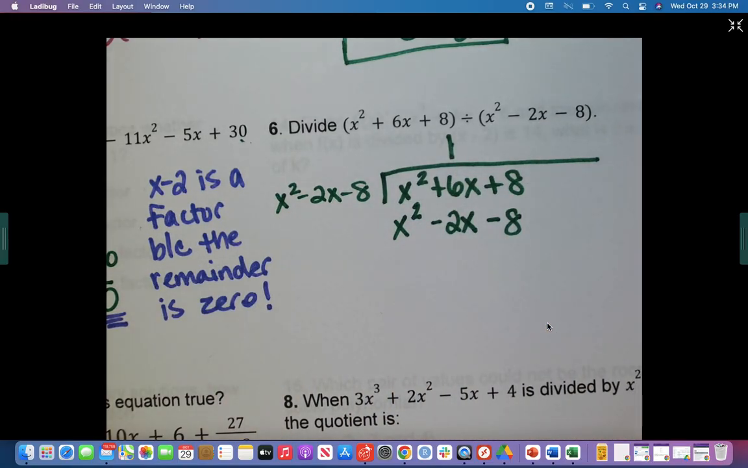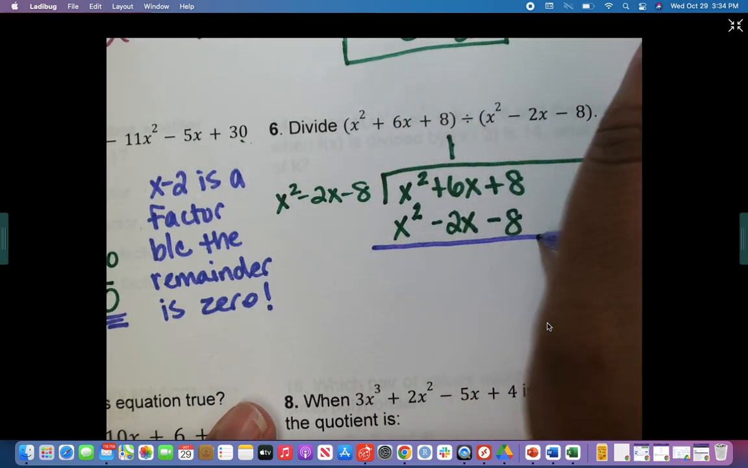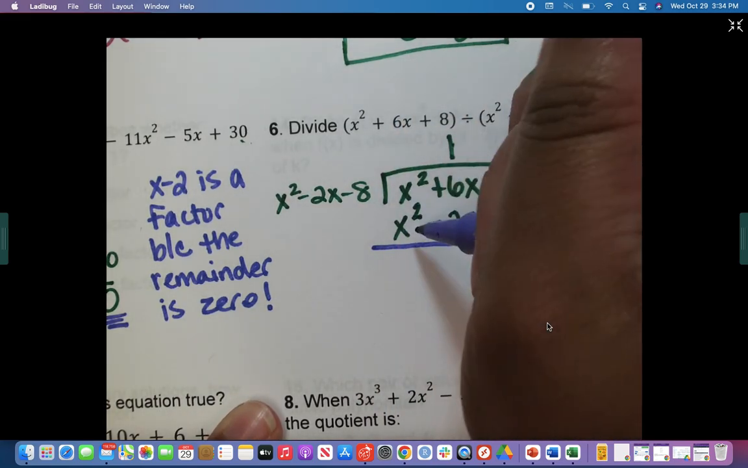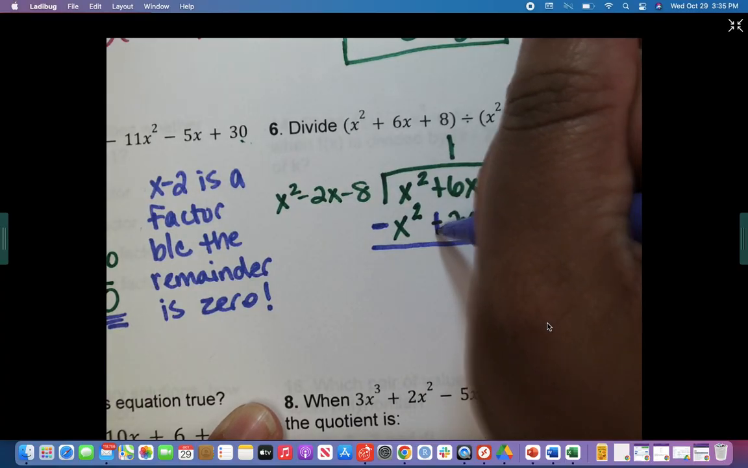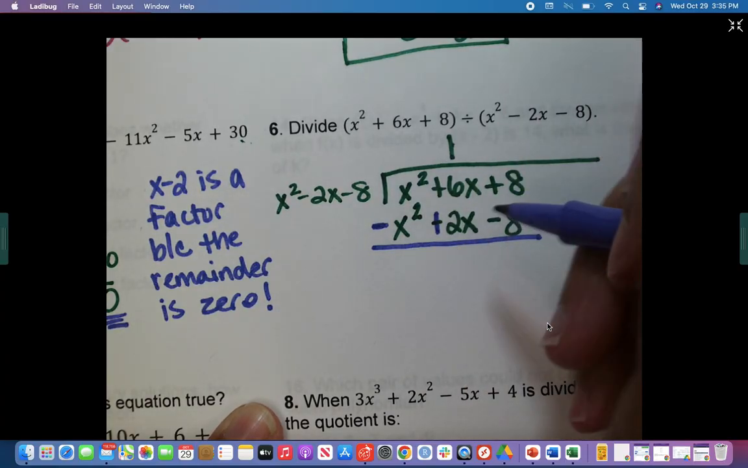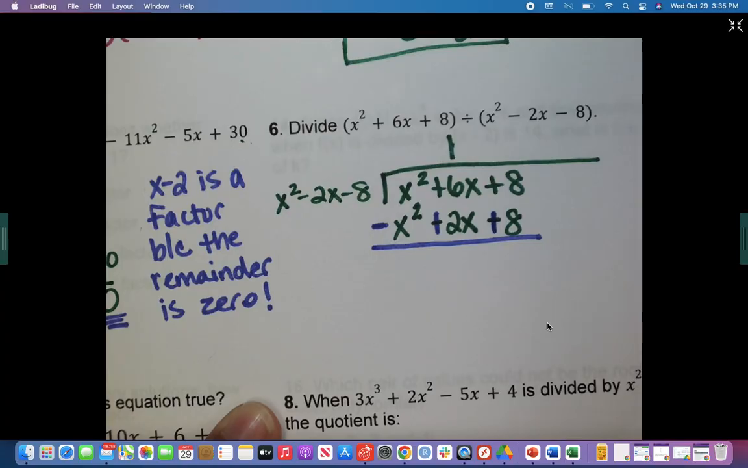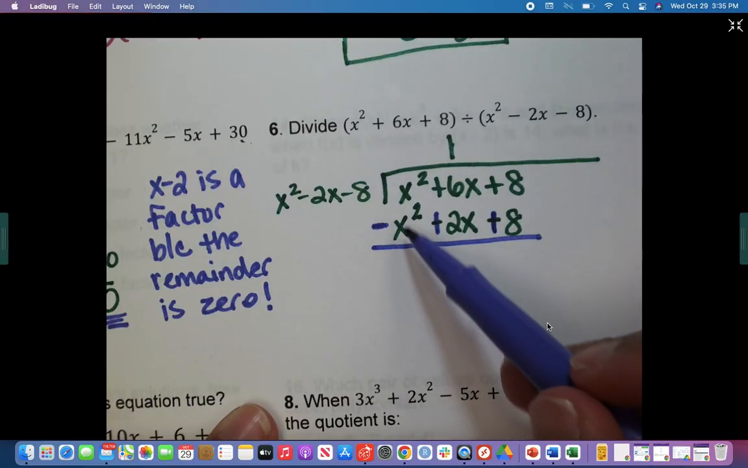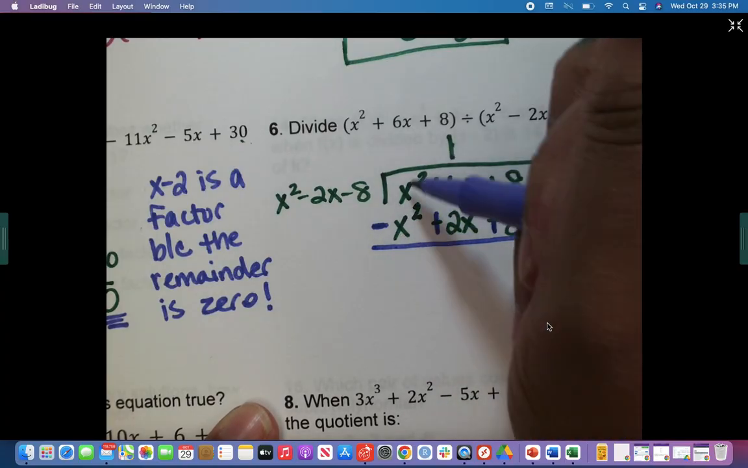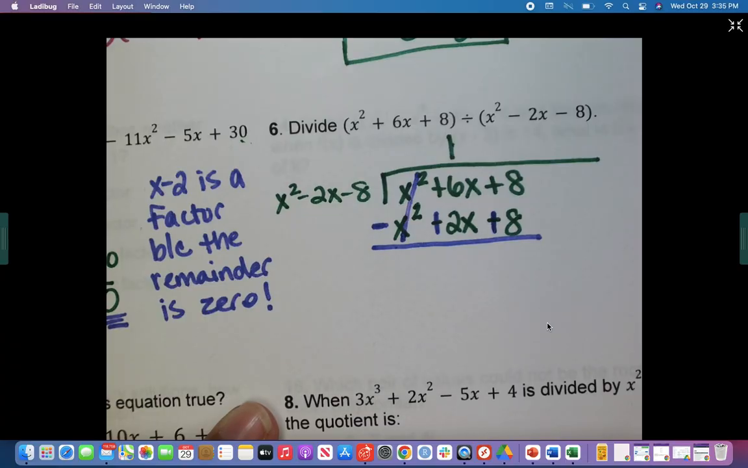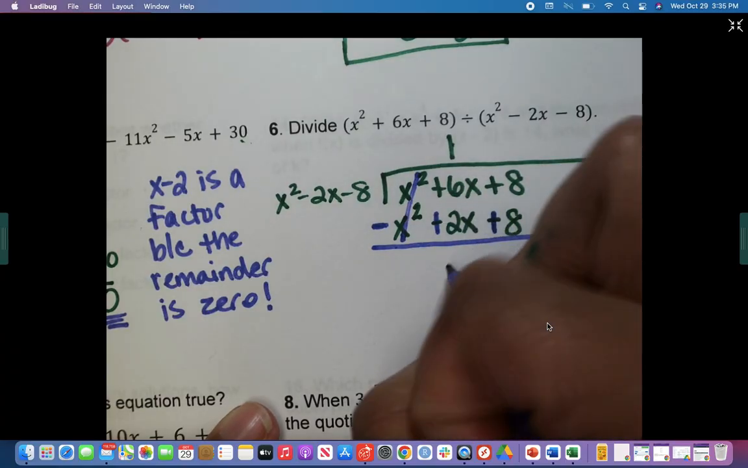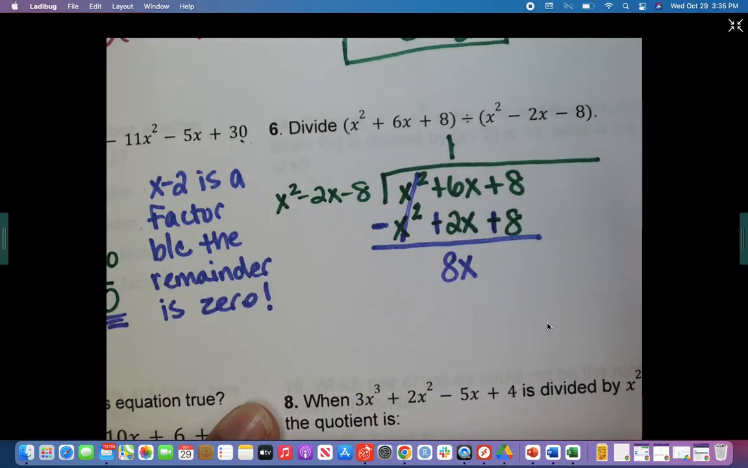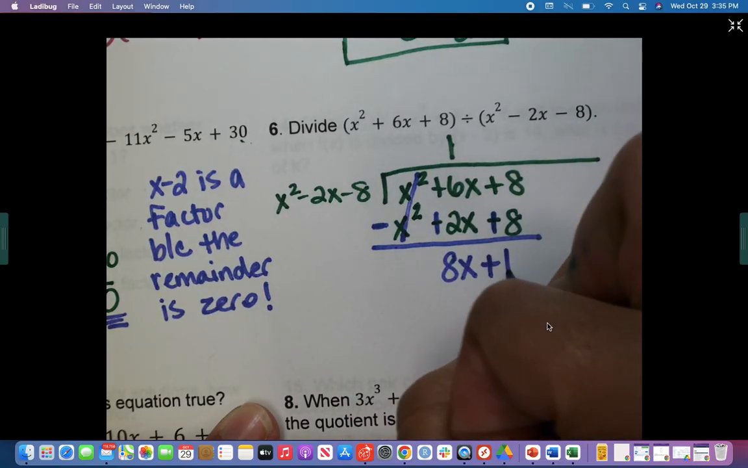And then we draw our line, change our signs. That's positive, so now that's going to become negative. That's negative, so now that's going to become positive. That's negative, so now this is also going to become positive. All right, so now we just combine. x squared minus x squared, so the first term should always cancel. Then here I've got 6x plus 2x, so that is 8x. And then I've got 8 plus 8, so that's 16.